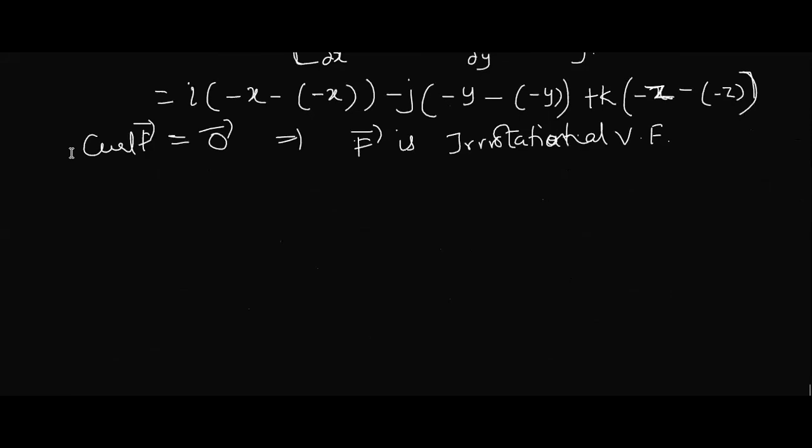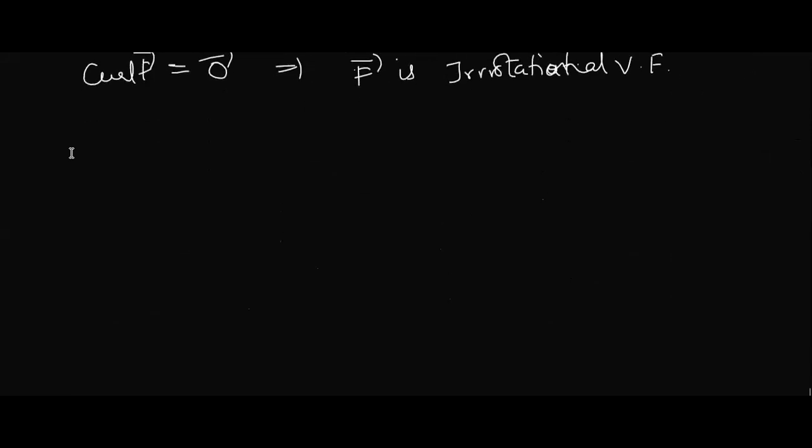They may give some field to be both. They may give two fields and ask you to verify for solenoidal and irrotational. Or the next type.